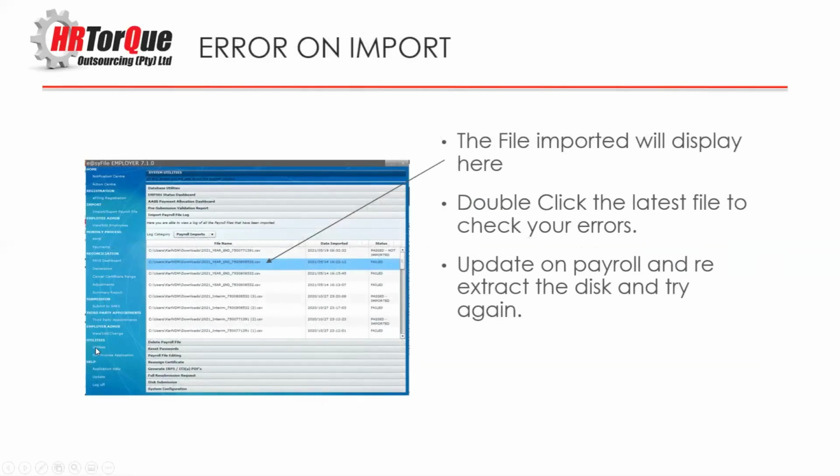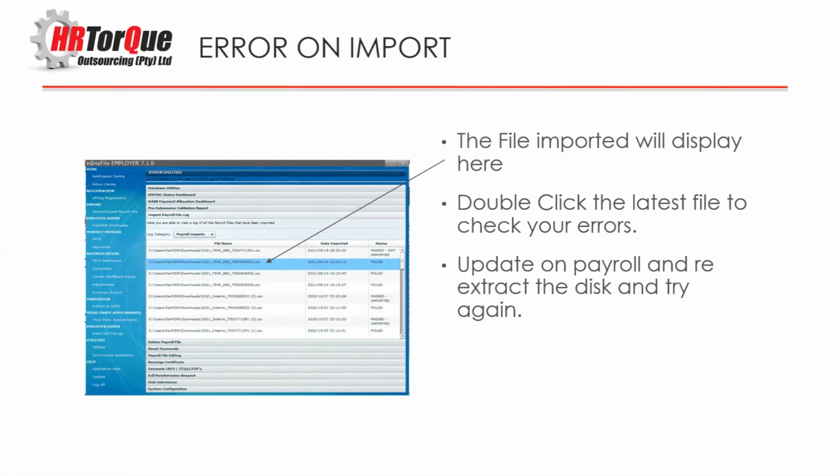You click on the utilities menu item, and then find the import payroll file log item. Click on that and it will display your imports, then gives you a status on the side. If it's failed, so for argument's sake, this one has failed, you can double click it and it will give you a report of everything that has caused you an issue. Obviously, those then need to be updated.